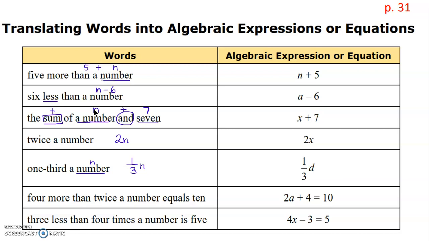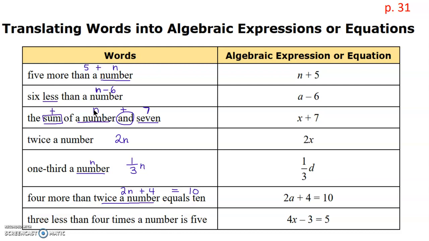We can have sentences that get a little bit longer and actually are equations. So 4 more than twice a number equals 10. So we have an equal sign, equals 10, and then we read the other part very carefully. 4 more than twice a number. So here is where my unknown is. Twice a number. And we have 4 more than that. So we could have 4 plus 2n, but it's more common to put the 4 second. So 2n plus 4 is equal to 10.